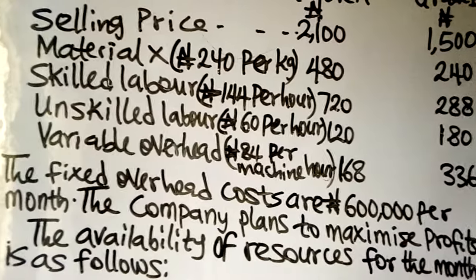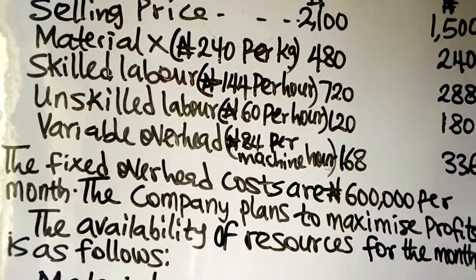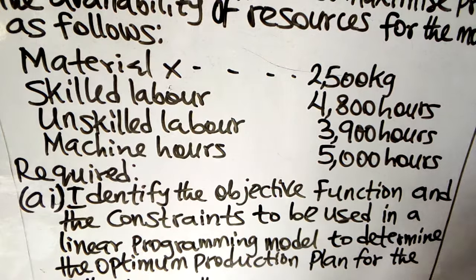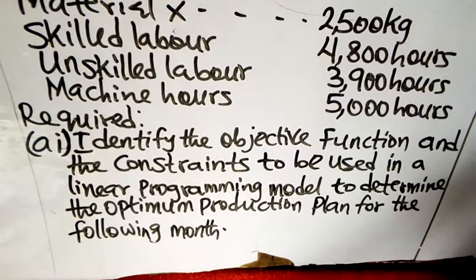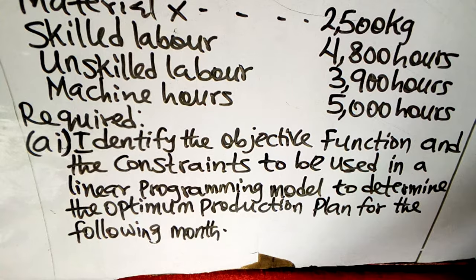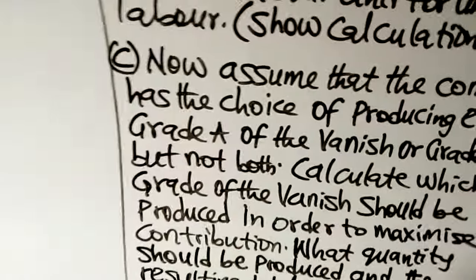The company plans to maximize profits. The availability of resources for the month is as follows. You are given material X, 2,500 kg. Skilled labor, we have 4,800 hours. Unskilled labor, we have 3,900 hours. We have machine hours, 5,000 hours. Required: identify the objective function and the constraints to be used in a linear programming model to determine the optimum production plan for the following month.